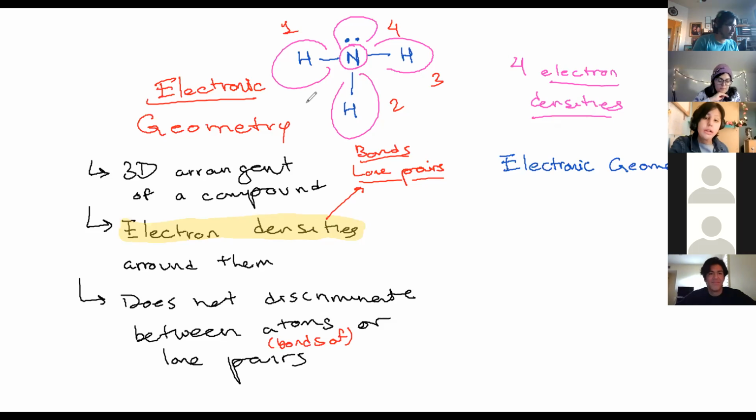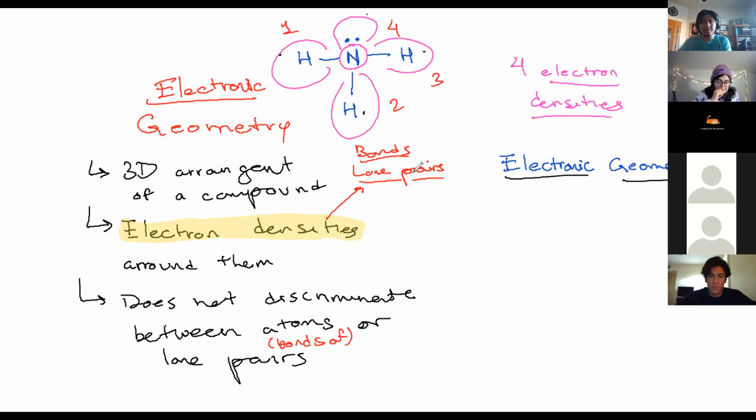Okay, so this is actually electronic geometry, and it only takes into account whether you have anything around it. So what is the electronic geometry for ammonium? Tetrahedral, right?